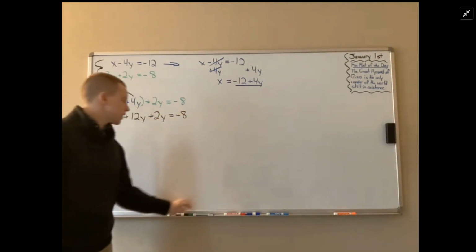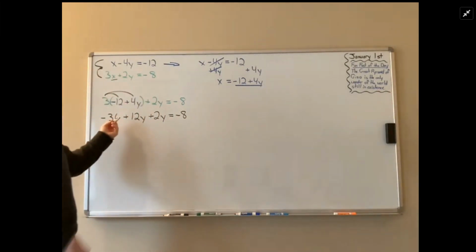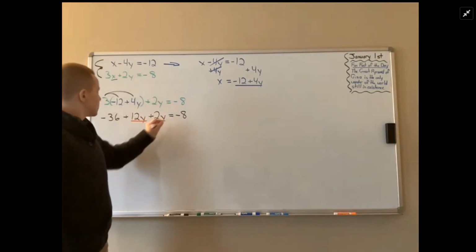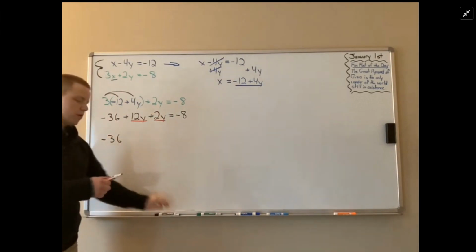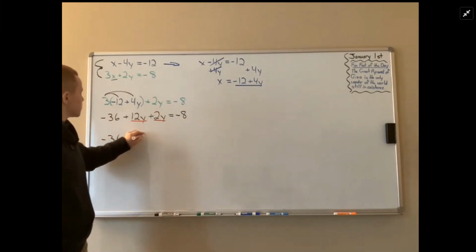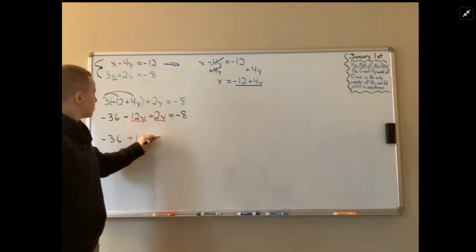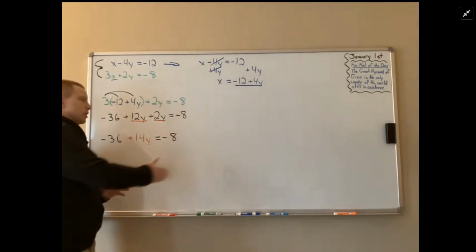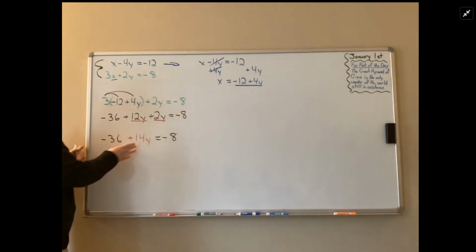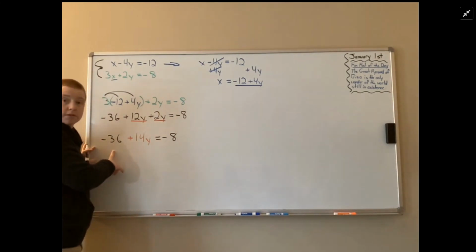Now notice here we can combine like terms, okay? So, let's use a different color. We have 12y and 2y. So now we have negative 36, and then 12y and 2y, that's going to be a total of 14y, okay? And then that equals negative 8, okay? So we still want to continue to work on getting y by itself, okay? In order to get y by itself, we first need to get the y term by itself. So we can't move that 14 yet because we still have another term that's in the way there, okay?